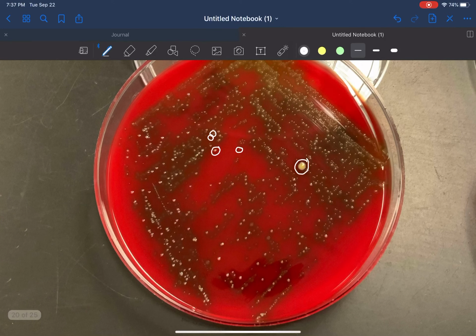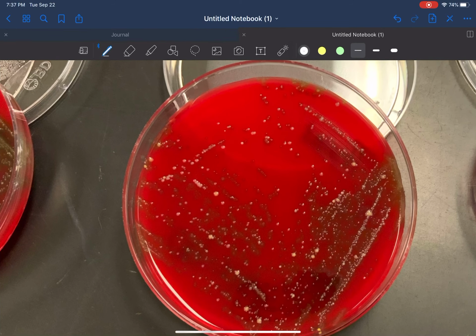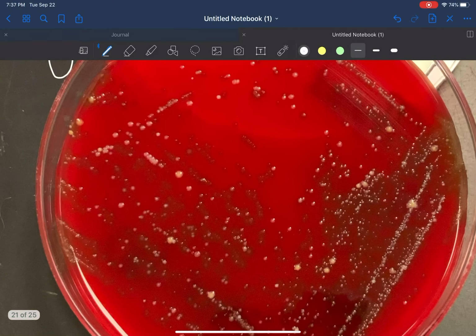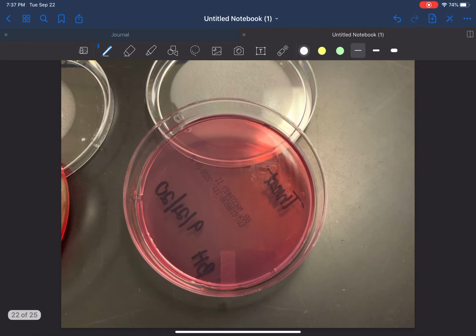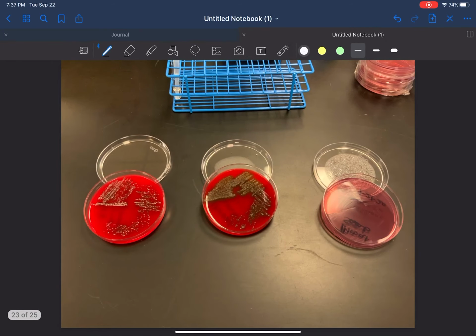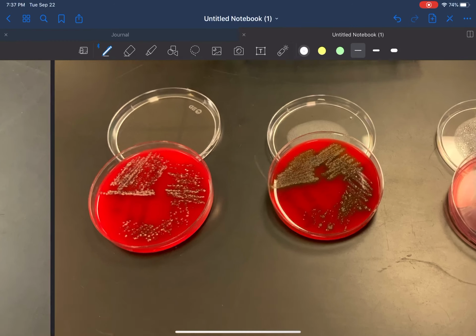If we saw a suspect colony, we would touch just the colony and then sub that out to a plate using our quadrant streak. Okay, and here is the CNA. That's a little better with the isolation, but then again, it's in a square, so that's not what we want, and no growth on MacConkey.